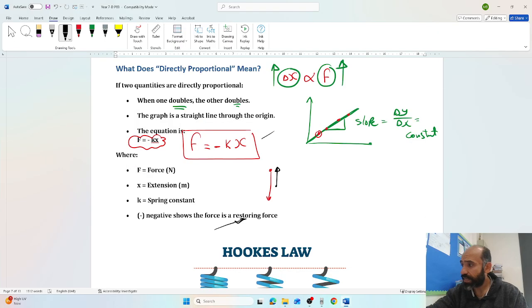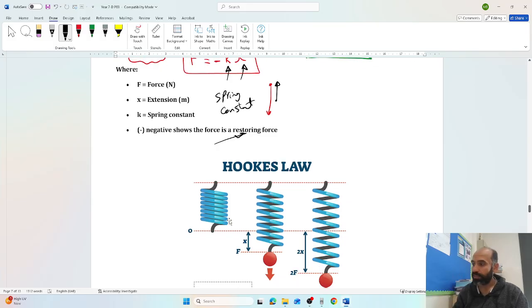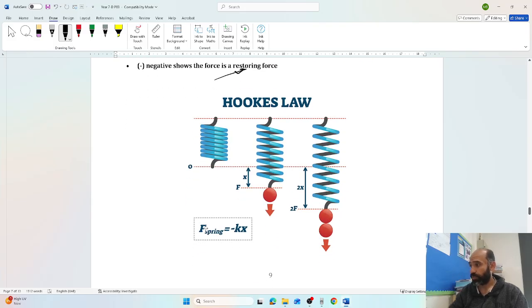Okay, so this is the mathematical formula for Hooke's law. x is the extension. k is called the spring constant. And as you can see, it differs from one spring to another according to the material and other factors. Negative means if the spring is moving down, this is a restoring force which tries to push it back to its original position. So this object is moving down, so the force is trying to push it back up.